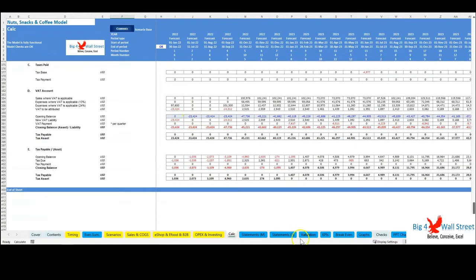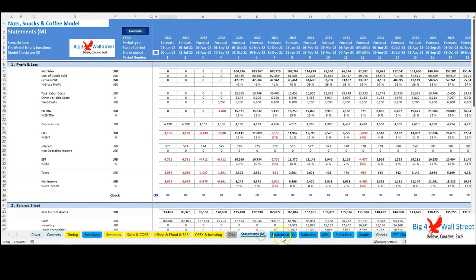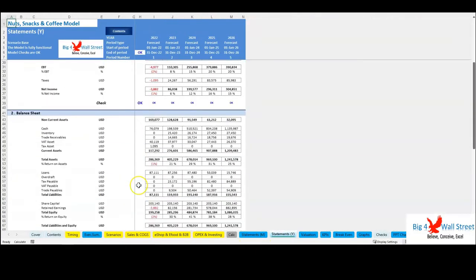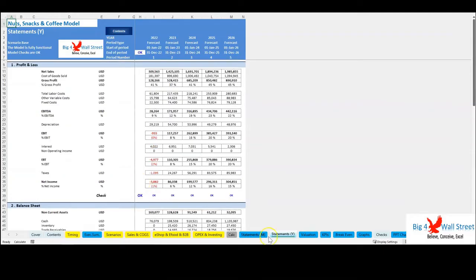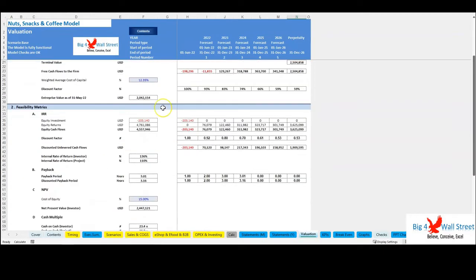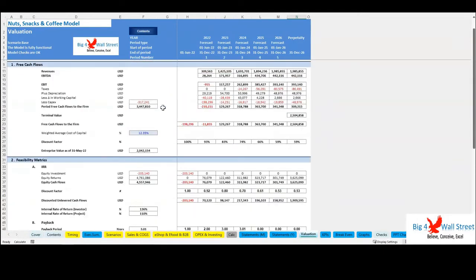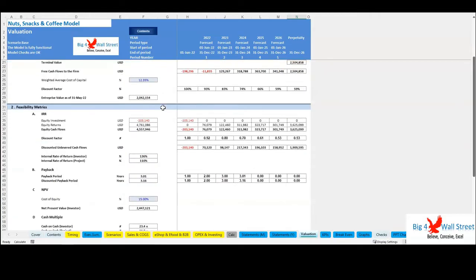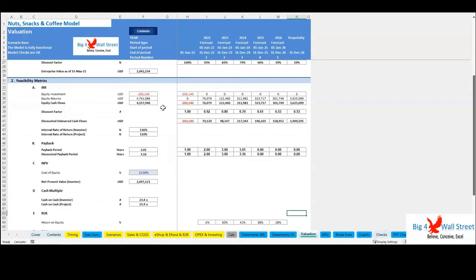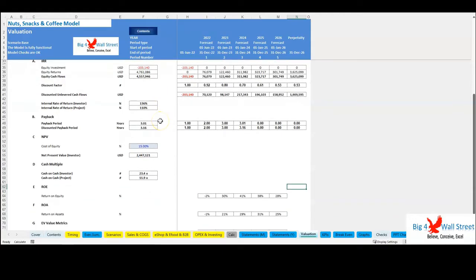On the Financial Statements tabs you can see the resulting income statement, balance sheet, as well as the cash flow of the company and/or project. In the Valuation tab, the valuation of the company is performed. In the same tab you can also find some feasibility metrics, such as return on equity, return on assets, net present value, internal rate of return and cash-on-cash multiple.